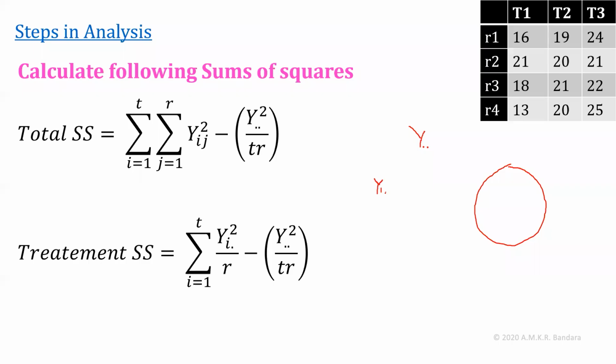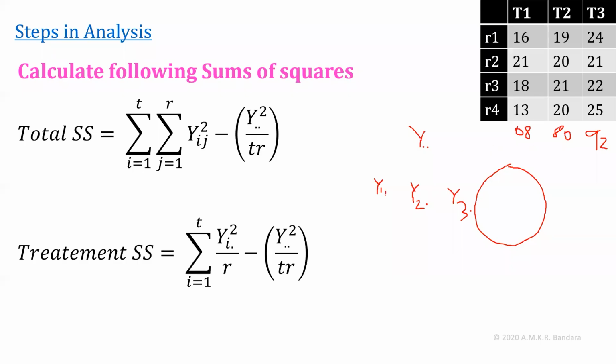So first, this value will be y1 dot. That is this treatment total, that is 68. Then y2 dot, that is the second treatment total, that is 80. Then the third treatment total, y3 dot, that is 92. So you have to square all these things.